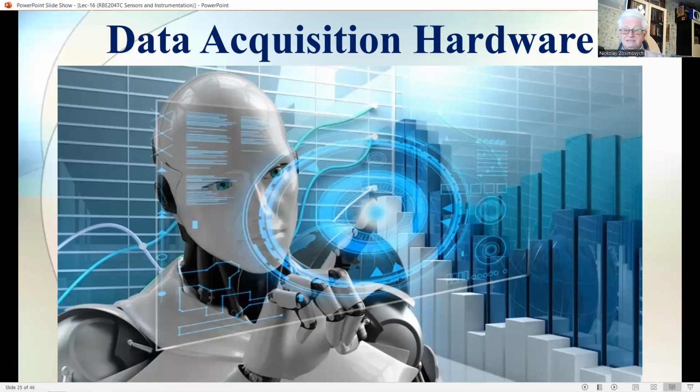And now let's come to another topic of this lecture. It's called data acquisition hardware. Engineering systems use digital DAQ for a variety of purposes, such as process condition monitoring and performance evaluation, fault detection and diagnosis, product quality assessment, dynamic testing, system identification, and process control.